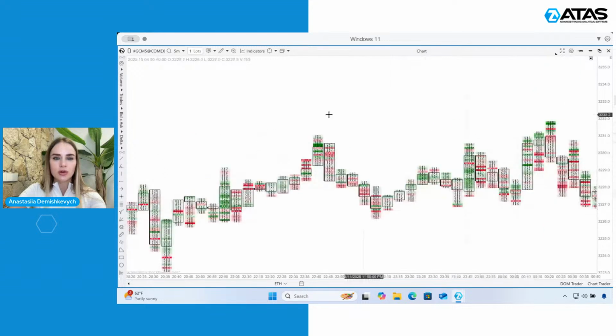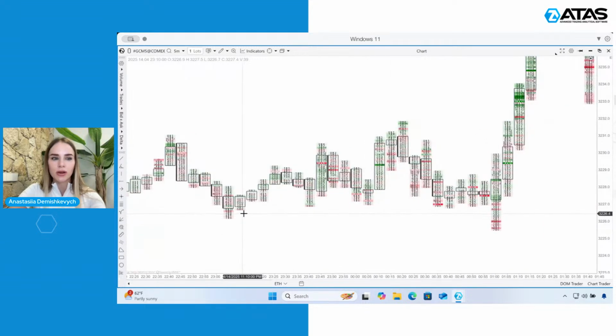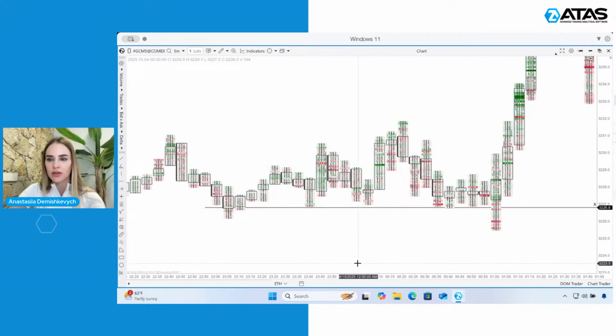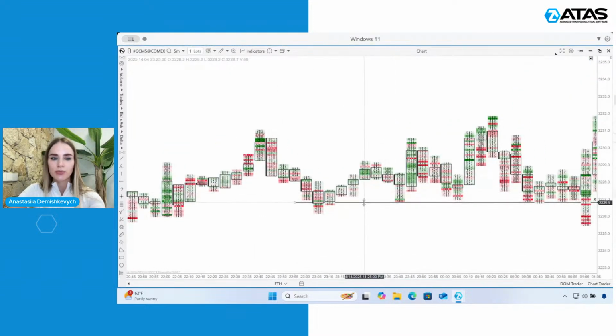The price has been consolidating for a while. Here is a perfect example of the low being broken. So let's have a look at this. We have the strong support being created. You see the price is mostly holding above the level 32.26.5. Okay, so several candles are holding above it right here.